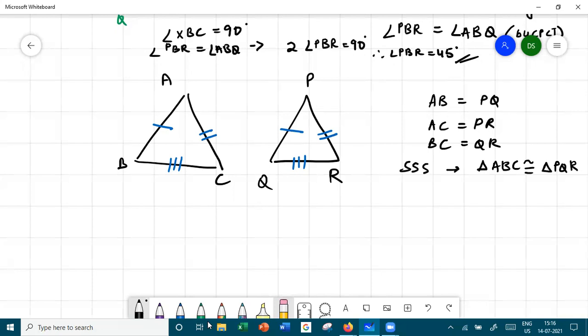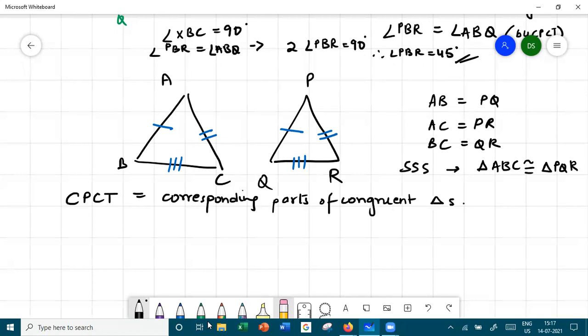Now there is this theorem which is called CPCT. It is nothing but corresponding parts of congruent triangles. This is what CPCT stands for. What does that theorem say? That theorem says that whatever is left off, whatever you used to prove them congruent, whatever other components are left off. So in this case, it would be the three angles.